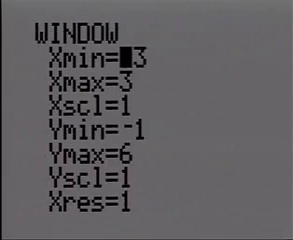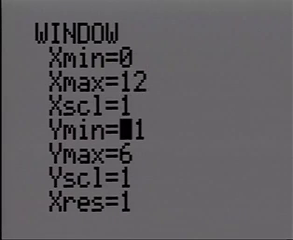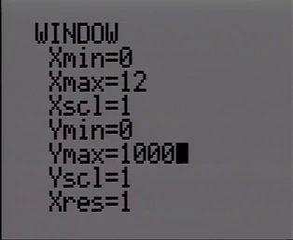Well, again, I want to set a particular window, so I do want to compare these just for x greater than or equal to 0. So I'm going to set x min to 0, and let's set x max to 12. And a scale for 1 in the x direction will be fine. Well, let's set y min to 0 and y max to 10,000. And we'll want to change our y scale to 1,000, and we're ready to graph.